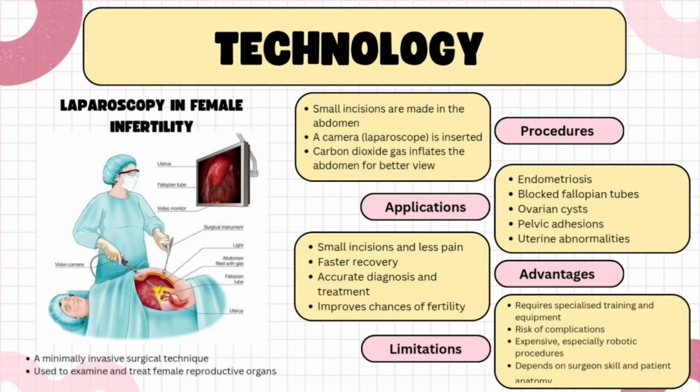Reaching the last part, which is medical technology, I chose laparoscopy in female infertility. Laparoscopy is a minimally invasive surgical technique that is used to examine and treat female reproductive organs. The procedure involves making small incisions in the abdomen, and then a laparoscope, or camera, is inserted and carbon dioxide gas will inflate the abdomen to improve the visibility.